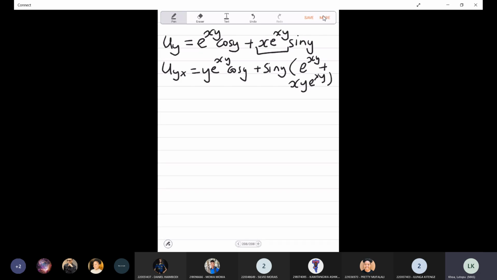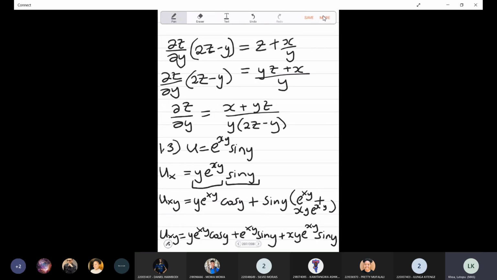So multiplying out our brackets, we have y e to the power of xy cos y, plus e to the power of xy sine y, plus xy e to the power of xy sine y. Okay, which I believe is the same thing we got over there.